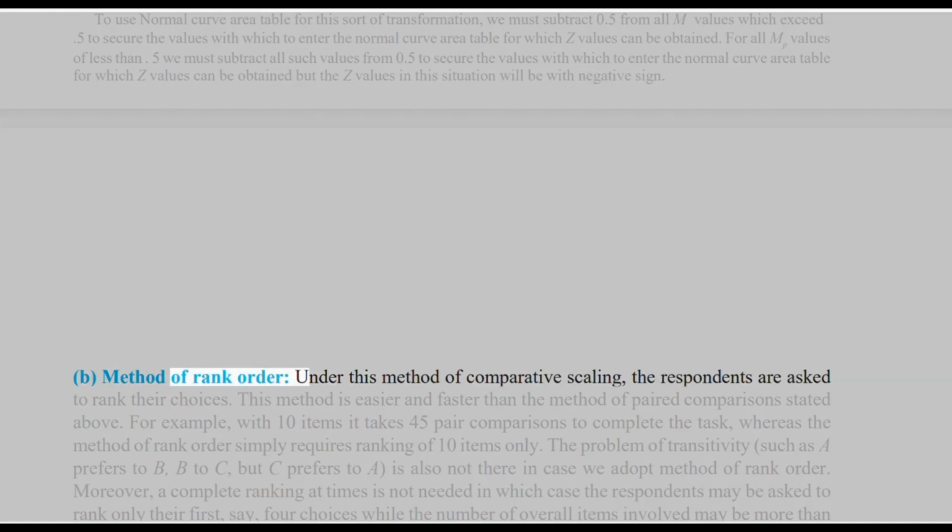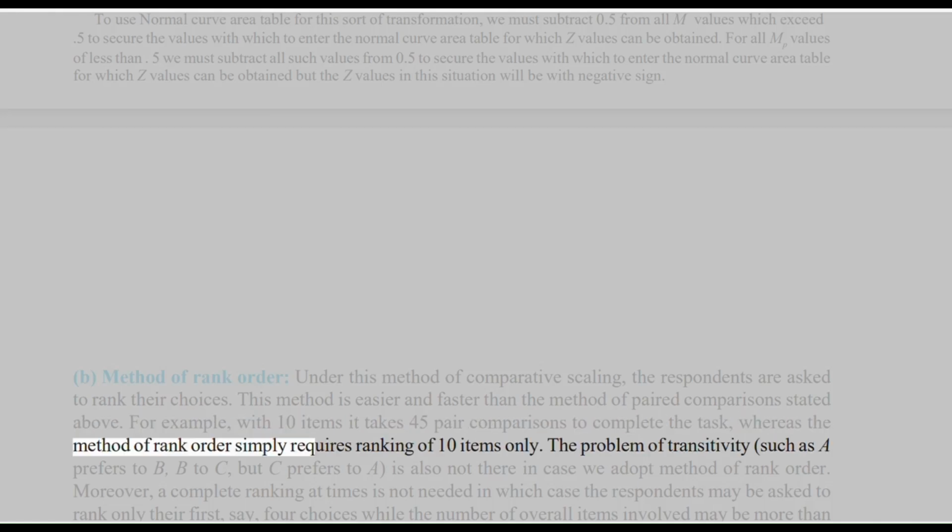B. Method of rank order. Under this method of comparative scaling, the respondents are asked to rank their choices. This method is easier and faster than the method of paired comparisons stated above. For example, with 10 items it takes 45 pair comparisons to complete the task, whereas the method of rank order simply requires ranking of 10 items only.